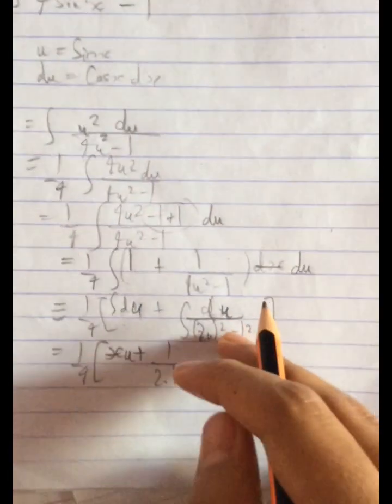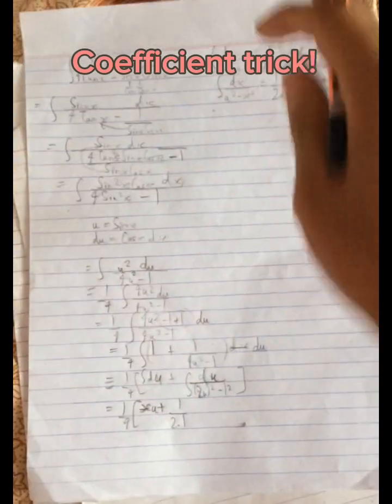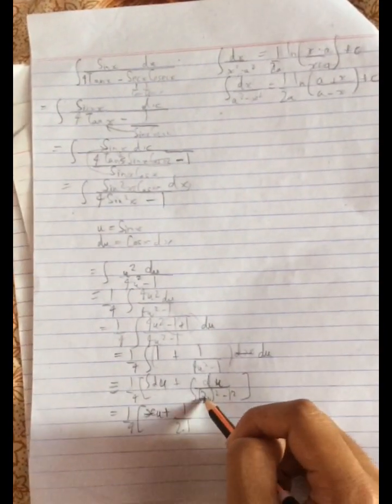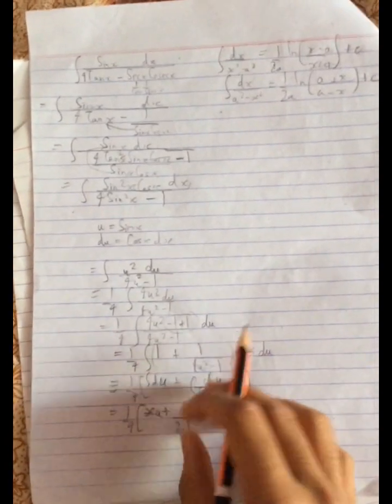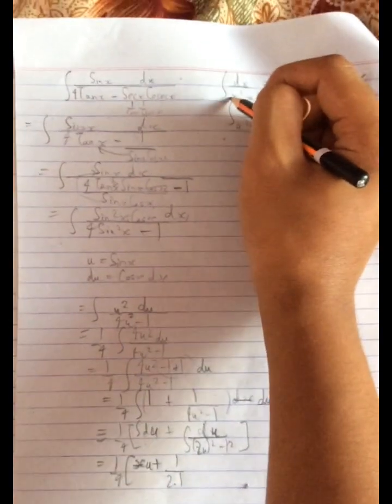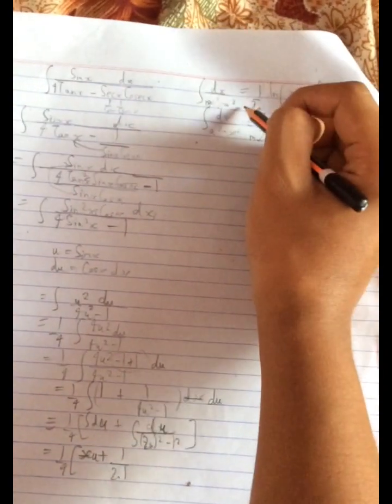But here you should have another trick. So in here we have 1 by 2 into a, which is here 1, but there is a coefficient in the u. Let's go to the formula. If in the formula we have a coefficient, let's say m, then this will be 1 by 2a, but here we have to multiply by m.